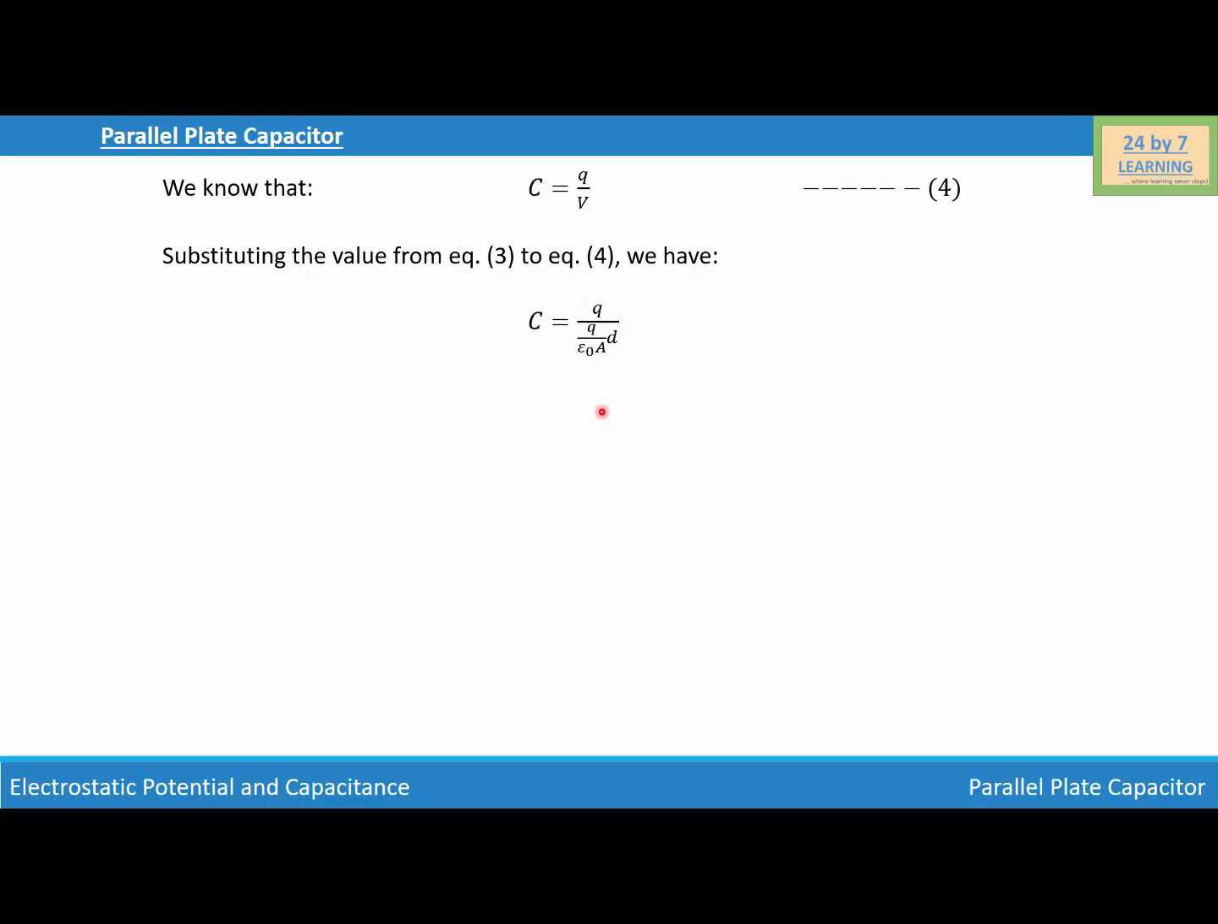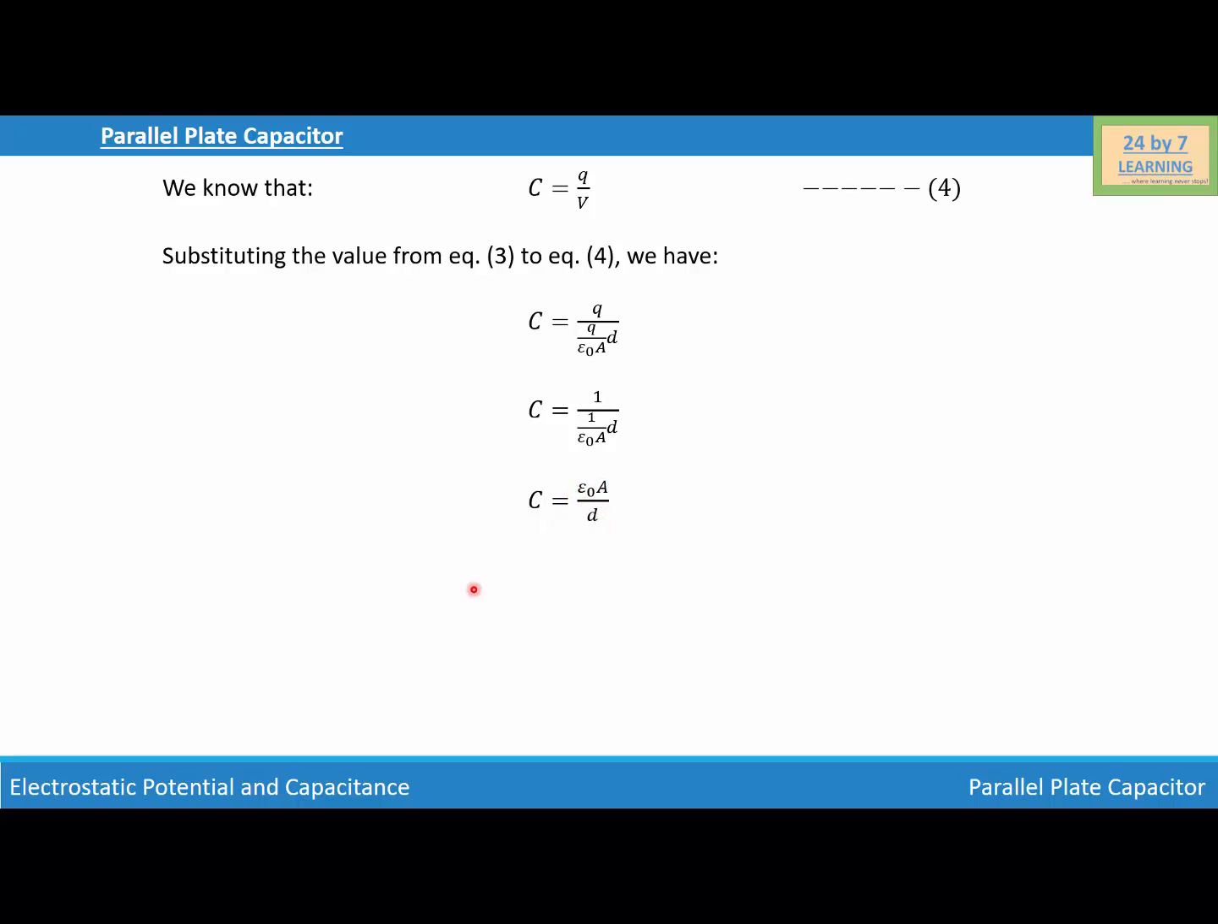Now let's simplify further, and if we do that we can cancel out Q, and we will write C is equal to 1 over epsilon 0 A times D, because Q is common in numerator and denominator. If we simplify further we will write C is equal to epsilon 0 A over D, because we are dividing a number by a fraction, so we flip it, and we will get epsilon 0 A at the numerator and D at the denominator. So we will get C is equal to epsilon 0 A over D.